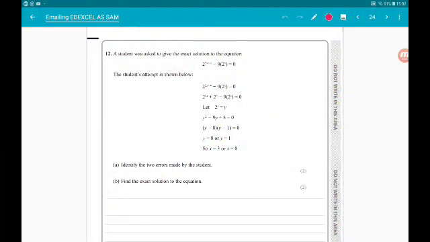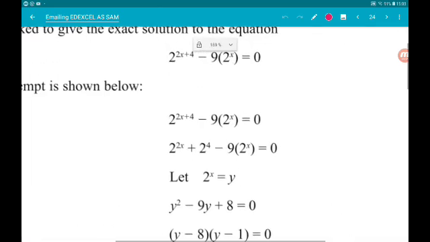Okay, number 12. A student was asked to give the exact solution to the equation 2 to the power 2x add 4 minus 9 lots of 2 to the power x is equal to 0. We're given the student's attempt to solve the equation. Part A wants us to identify the two errors made by the student. So, let's have a closer look at what we've done.